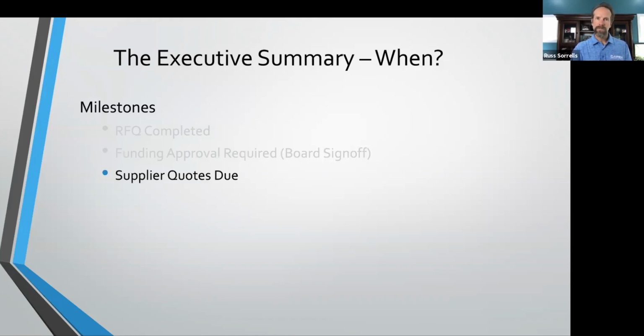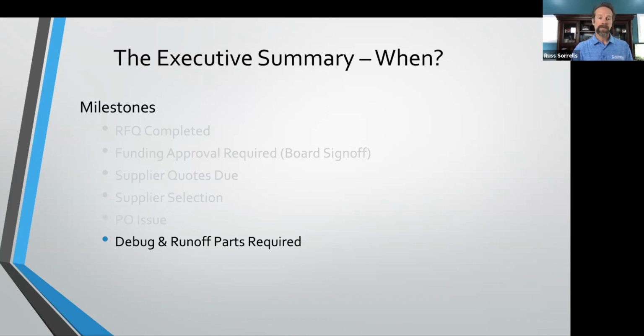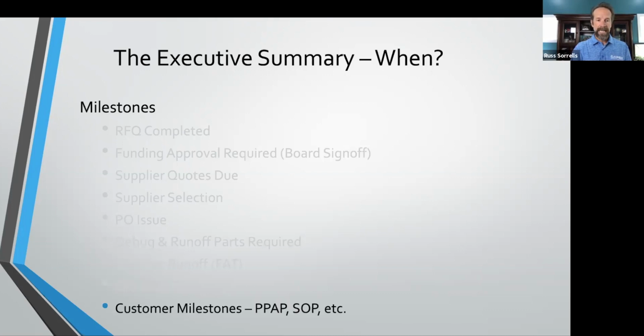Supplier quotes due. So when are you going to get the quotes back? You're going to submit the RFQ. You're going to tell the board, hey, we need the funding by this date, and then here's when we're getting the quotes back. Here's when we're going to select a supplier. Here's when we're going to issue a PO. Here's when we're going to debug and run off parts. Here's when we need the debug and run off parts for this equipment. The supplier factory acceptance test, that's what FAT is, is going to happen on such and such date. The on-site runoff or the site acceptance test is going to happen on such and such date. The customer milestone, so when is your customer expecting you to have the PPAP? When is the start of production for your customer?